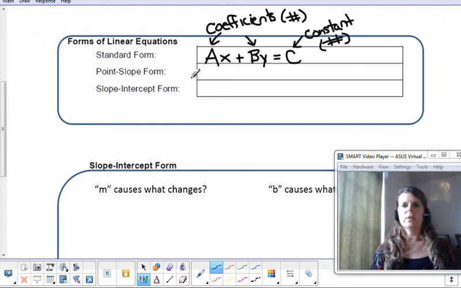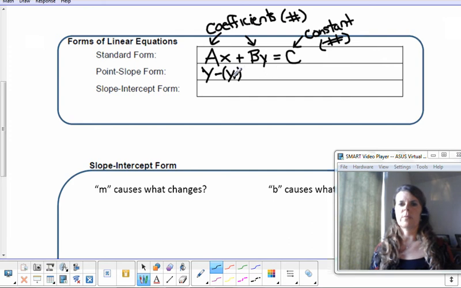Okay, point slope form is y, and this is a variable y, minus, we say y subscript 1. And y subscript 1 is a number. It's your y coordinate of your point. And usually we don't put that in parentheses. I'm putting it in parentheses to exaggerate that that's a number that we're going to put in there, where y is just the letter y.